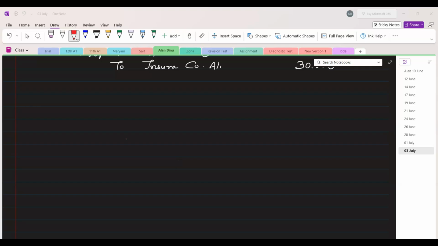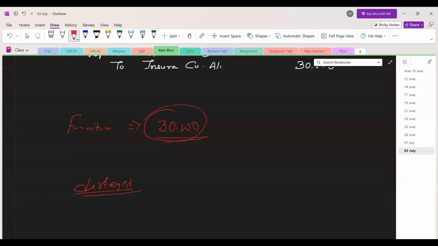Okay, so you want to say that if we have furniture in our book of 30,000 and it is destroyed, and the insurance company has paid money, we will still show this furniture in our book. Yes. So it means there is no destruction of furniture. Yes. So there is destruction of furniture, but you are saying we should not record it.